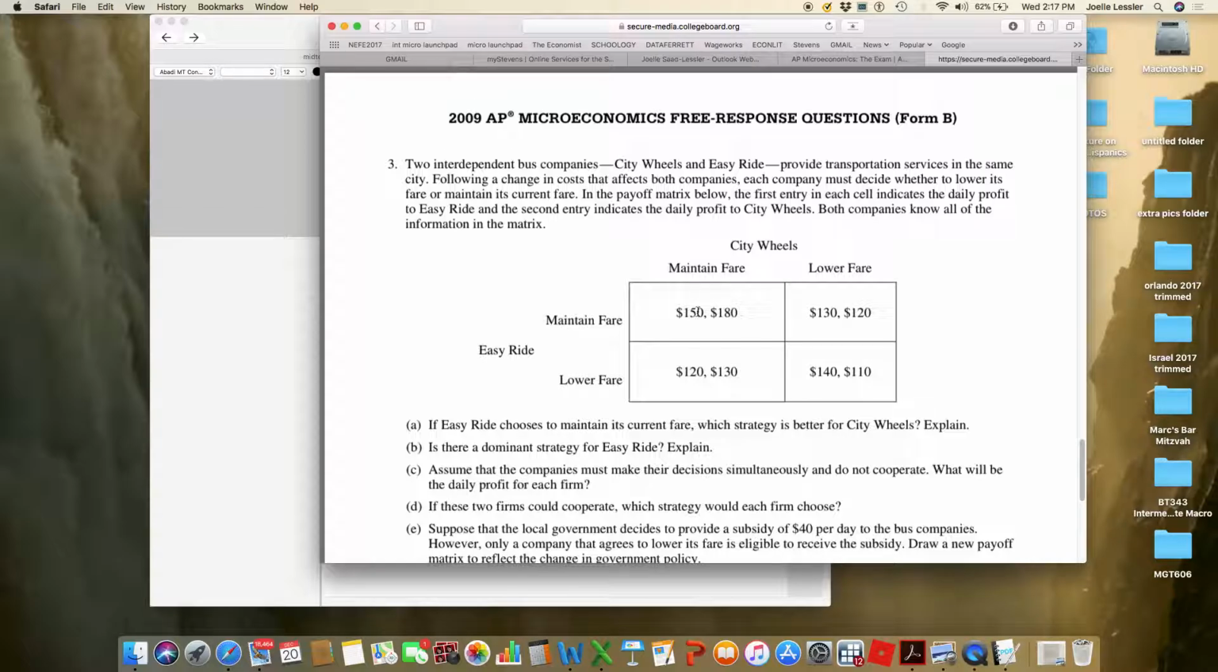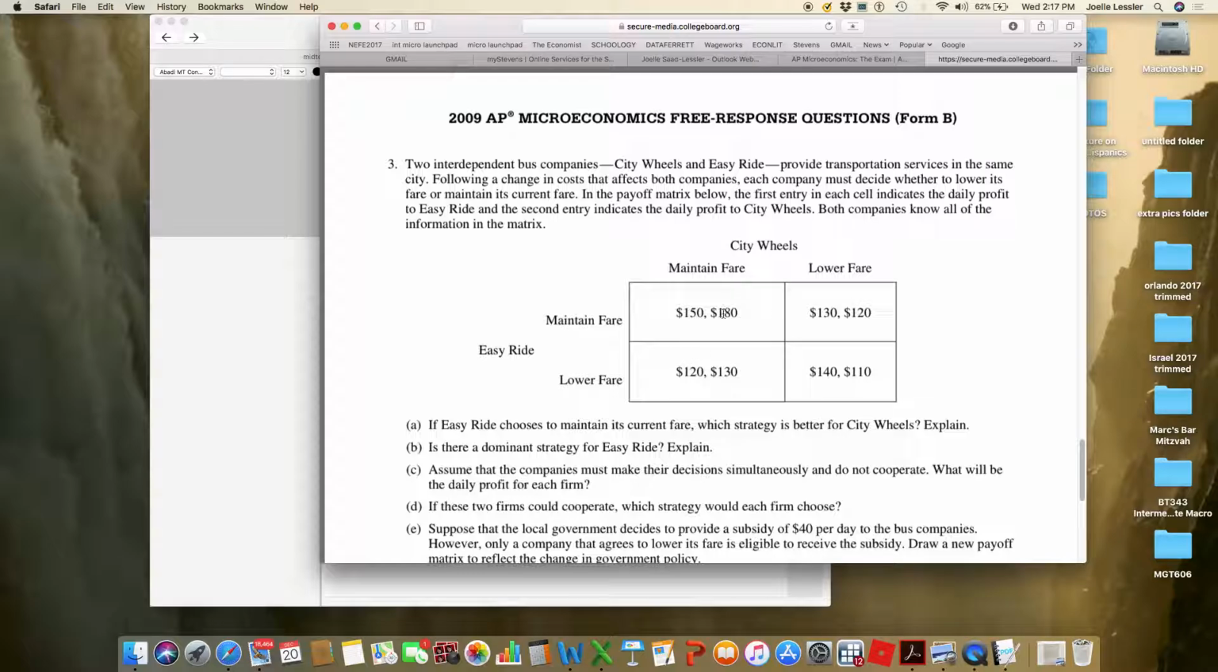Okay? Could they do better if they cooperated? Okay? If they cooperated, let's see. Is this more? 140 plus 110 is 250. This is 250. This is 250. So actually, this is the best that they could achieve. Okay? If they could cooperate, they still would choose to maintain the fare.